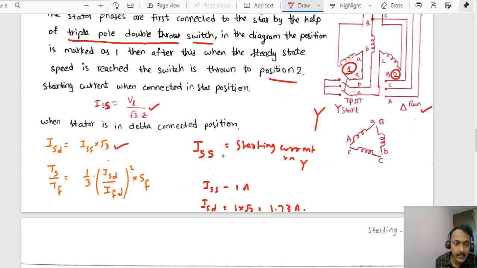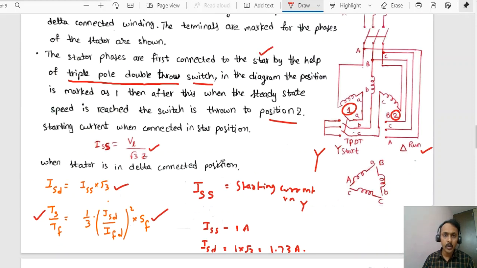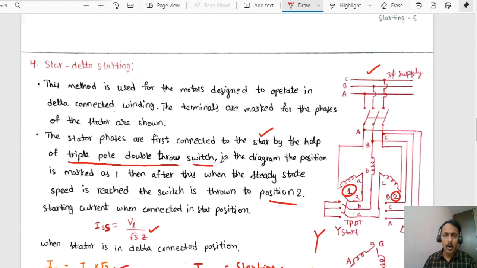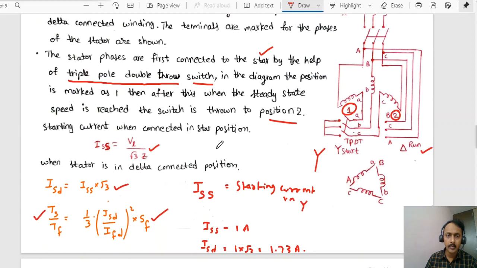So from our previous discussions, T starting divided by T full load, the starting torque divided by the torque at full load, is given by 1 by 3 into ISD divided by IFD, starting current divided by full load current in delta connected manner, squared, into SF. So this is the way of using a star delta starting method.